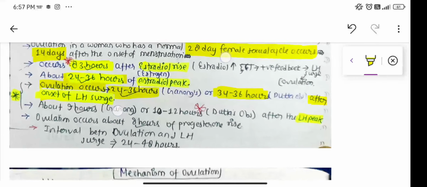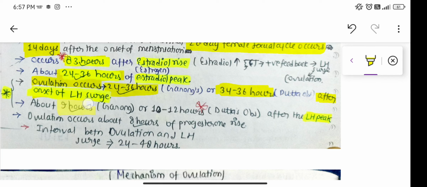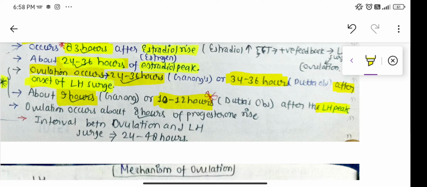Now it is about 9 hours, or 10 to 12 hours after the LH peak. So when the LH just starts to rise, when there is onset of the LH surge, it will take 24 to 36 hours. When there is LH peak, it will take only 9 hours for the ovulation, or 10 to 12 hours. Now ovulation occurs about 8 hours after the progesterone rise. Now the interval between ovulation and LH surge is 24 to 48 hours.